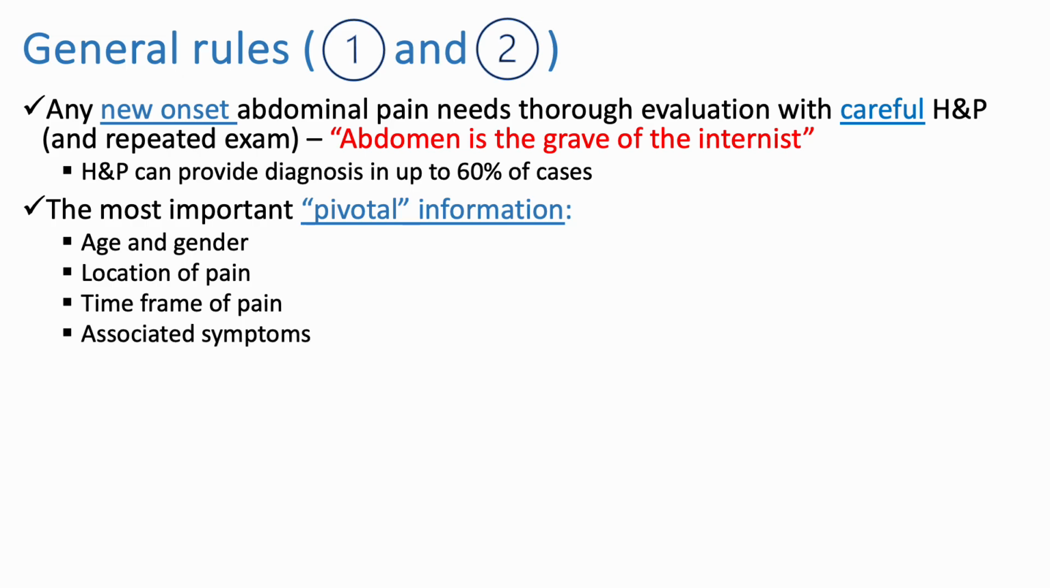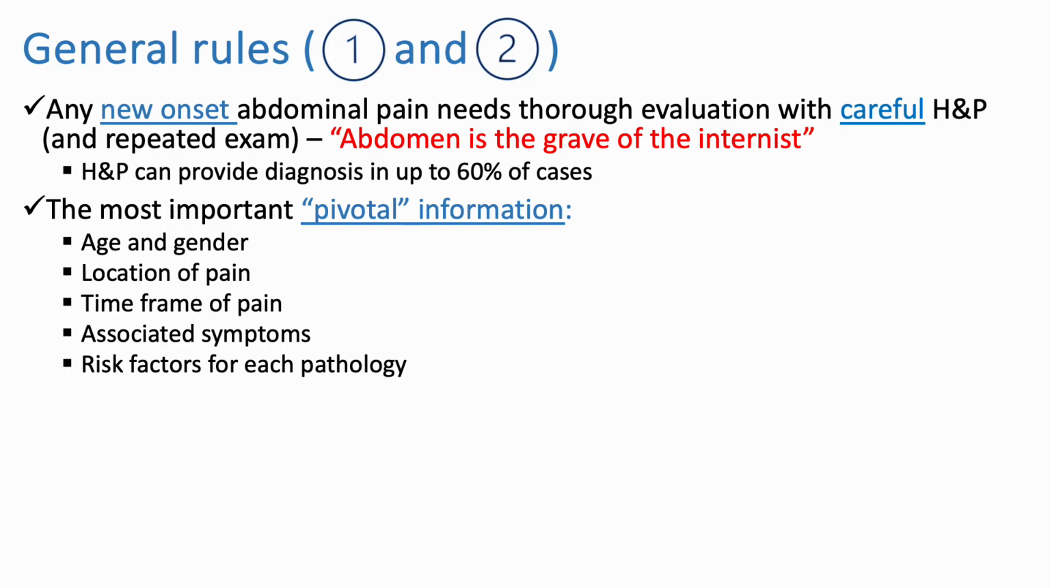Associated symptoms, of course, is really key. Abdominal pain was predominantly diarrhea. Abdominal pain was predominantly nausea and vomiting. Abdominal pain was predominantly symptoms not related to the abdomen, maybe like chest pain or other symptoms suggesting that the source of the pain might be outside of the abdomen. So associated symptoms are very important.